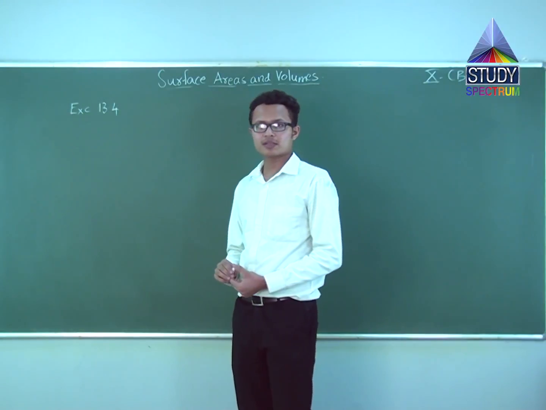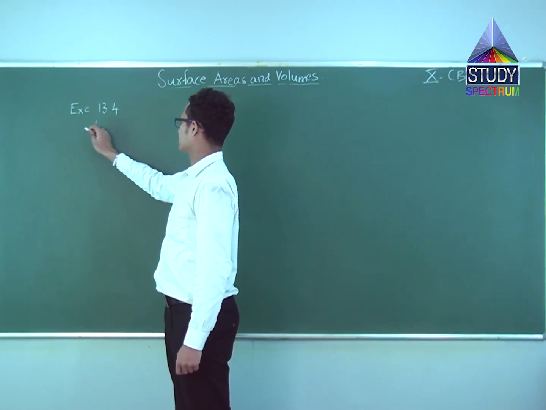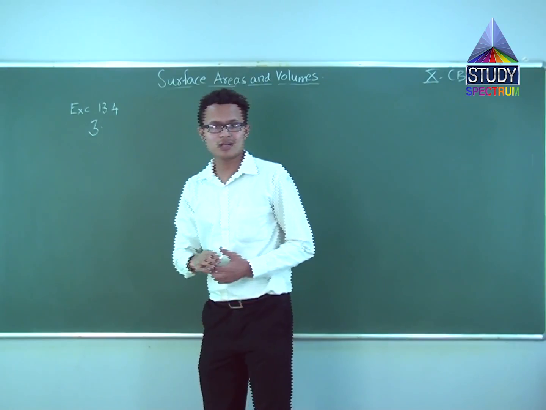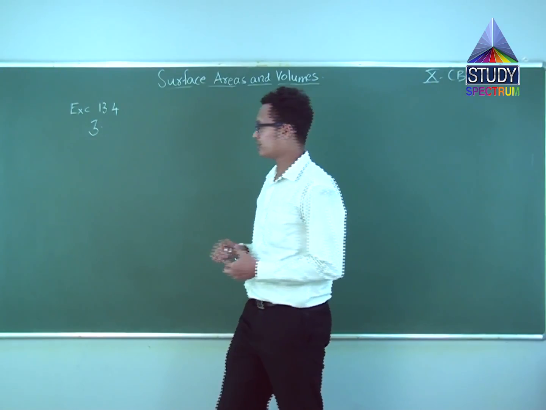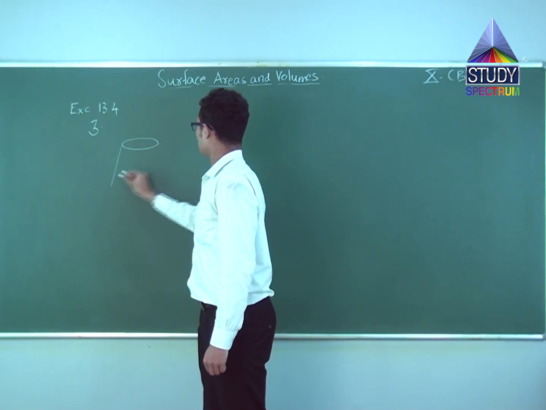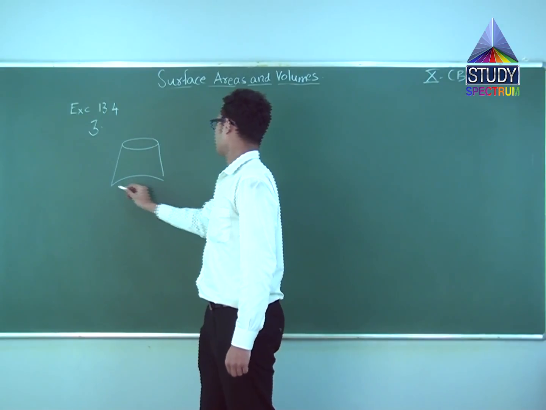Next question is based on surface area, curved surface area. Let's solve question number 3. Now Turks use a cap called fez. It looks like this, an upright frustum.